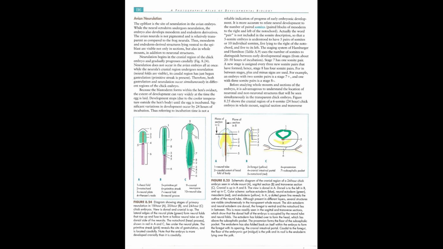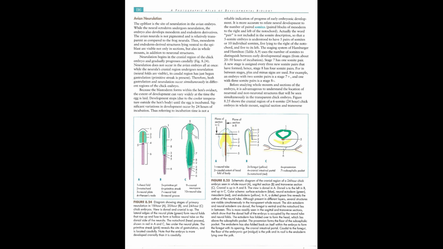Neurulation begins in the cranial region of the chick embryo and gradually progresses caudally, Fig 8.24. Neurulation does not occur in the avian embryo all at once. While the neurula's cranial region undergoes neurulation, and neural folds are recognizable, its caudal region has just begun gastrulation, and the primitive streak is present. Therefore, both gastrulation and neurulation occur simultaneously in different regions of the chick embryo.